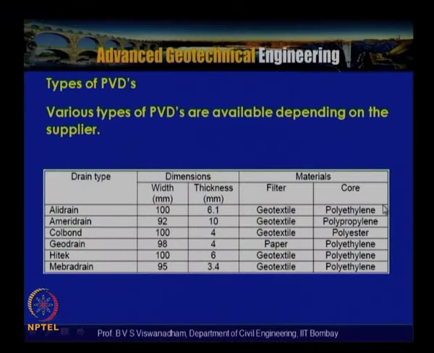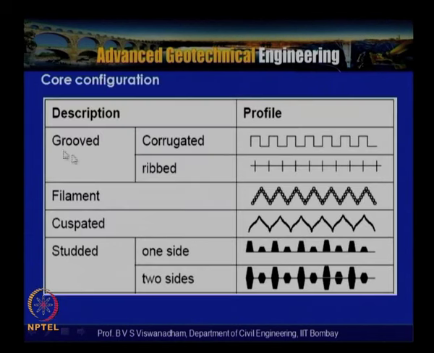And in place of the core, in case of limited life geosynthetics, several investigators have also worked on coir as the core within the jute jackets. And these are the different polyethylene and polyester core materials. And these different core configurations are shown here.